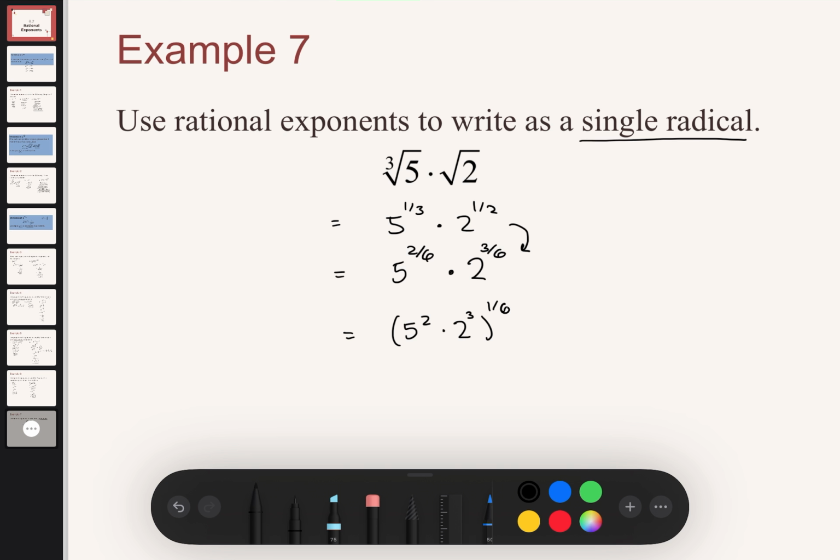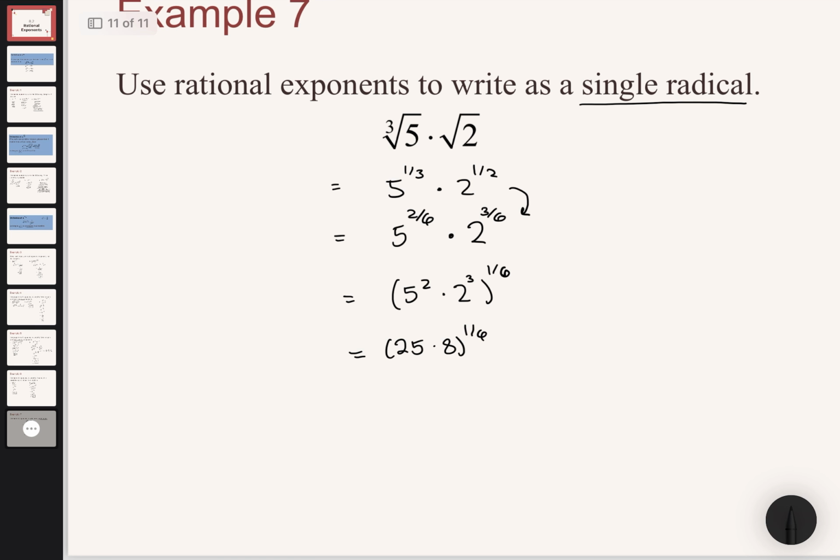So I could rewrite this as a fractional exponent. What is 5 squared? What is 2 cubed? What is 25 times 8? Our final answer for this thing is the 6th root of 200. That's what we're looking for here. So that is written as a single radical.